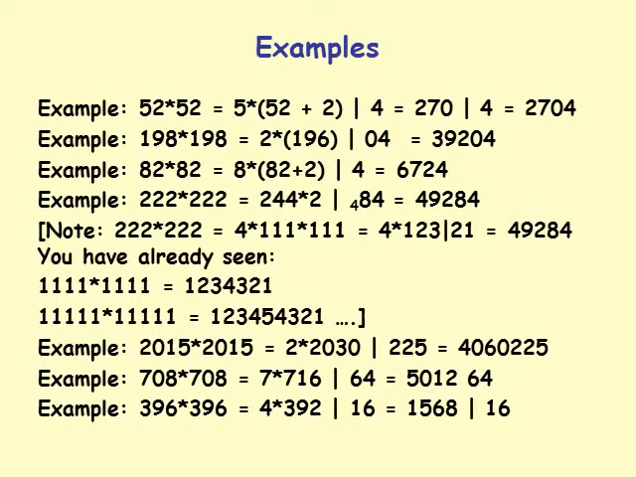Let's continue here. 396 times 396. The base is 400. Deviation is minus 4. So doubling the deviation gives me 392. Multiply by the proportionality, 4 times 392 on the left. On the right it's 4 times 4, 16. I need two digits. 400 has two zeros, and this 16 has to fit within those two zeros. So the answer is 1568, 16. Yes, 4 times 392 is 1568, and this is 16 here.